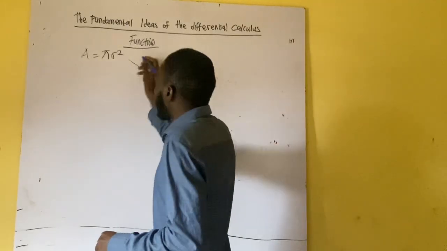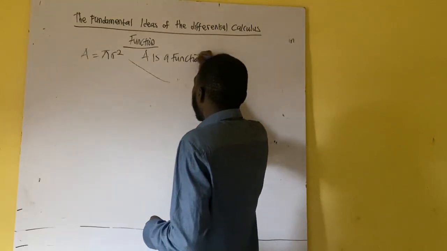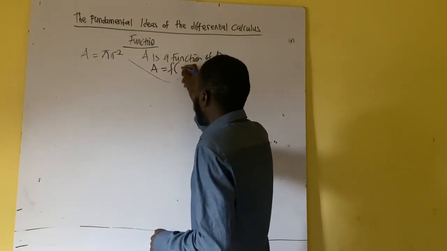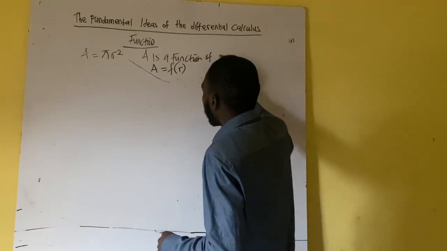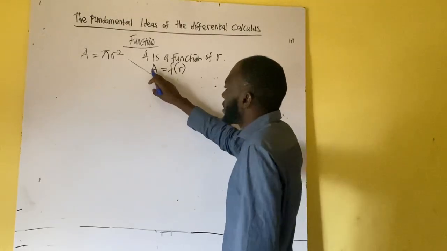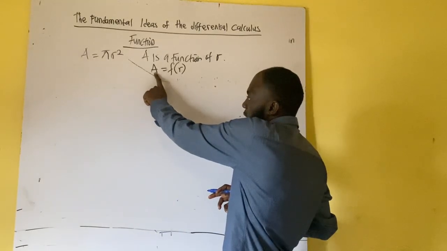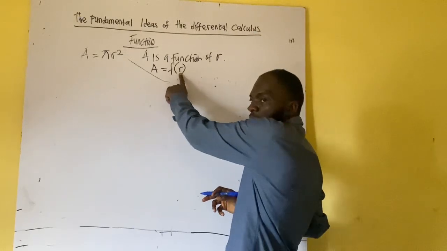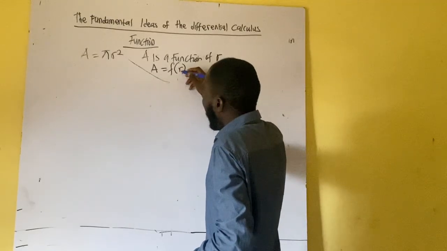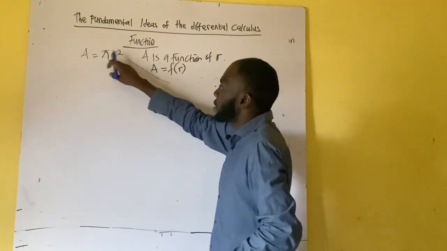When I say A is a function of R, it's going to be like A functions of what? Of R. Let me use the small letter. So A, the function of R. That is, A depends on the quantity of this R. This area of the circle depends on the radius. So that means that any value that I get here is going to affect this output. This is my input, this is my output.